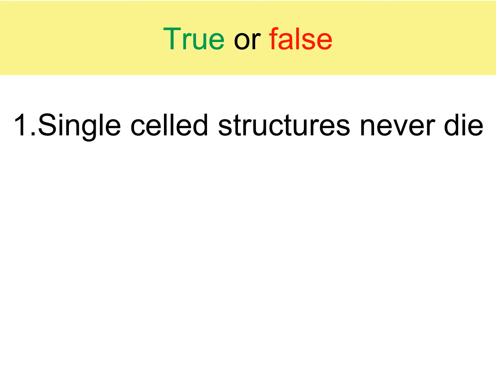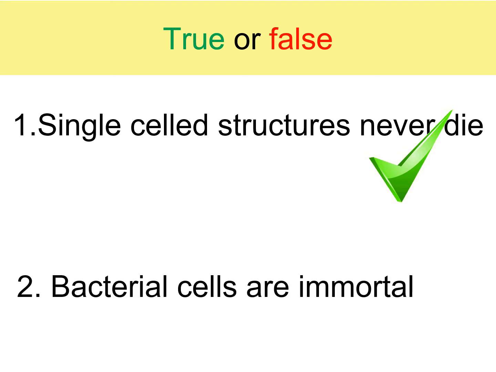And now you have some questions: true or false? Single cell structures never die. Do they die or not? That is the question. I'm giving you time. That's true. Single cells never die because when single cell structures split up, their content goes to the daughter cells. So they are immortal. Bacterial cells are immortal. Obviously, I use the same term, and therefore this is also true.